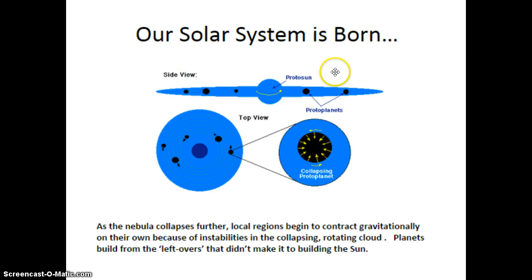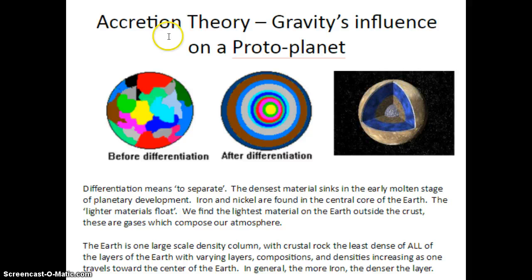In this case here, this would be once again a cross section. This is the proto-sun, the primitive sun itself, and these would be proto-planets, the planets in their juvenile stage. They are forming. And as the nebula collapses further, the local regions begin to contract gravitationally on their own because of the instabilities in the collapsing, rotating cloud. The planets build themselves from the leftovers, the debris field remains that didn't make it into building the sun. So this is where accretion theory and differentiation take place.